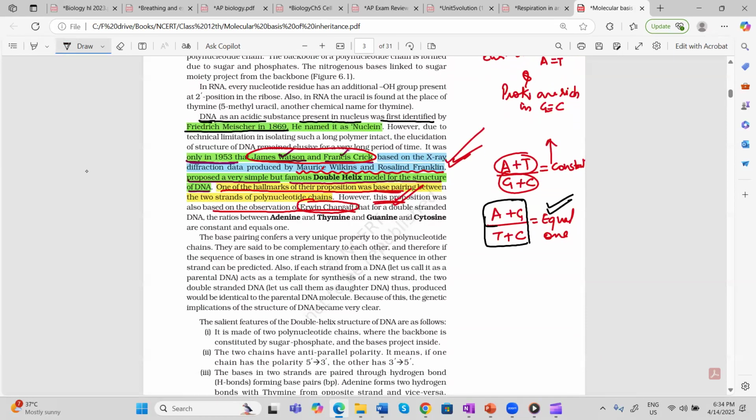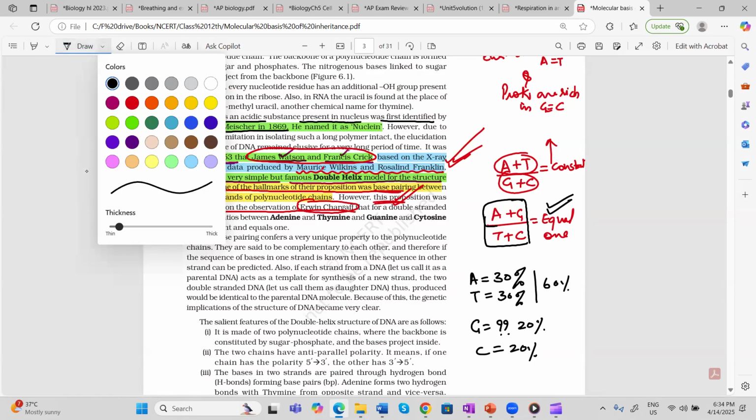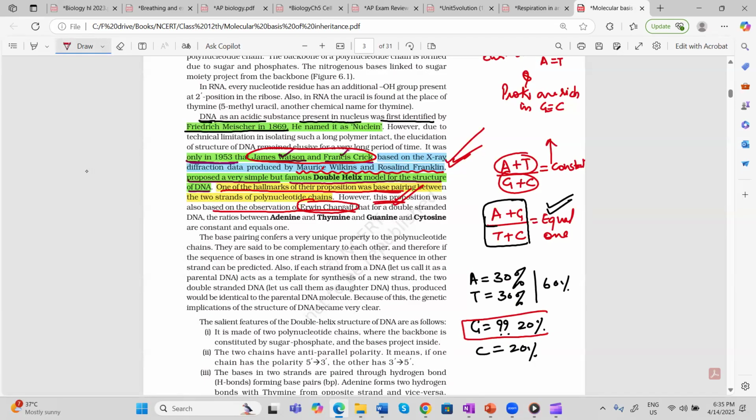Now, based on this, a numerical question: suppose my DNA is double strand, and I tell you A is 30%, and I ask what is G, how will you solve it? You know A is 30%, so T will also be 30%. Total 60% is gone. Out of 100, 40 is left. 40 means 20 will be G and 20 will be C. So you will say G is 20%.